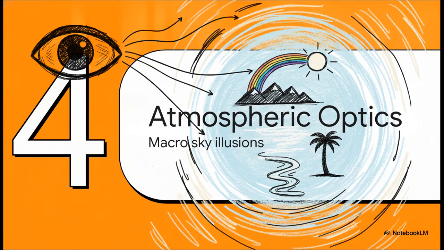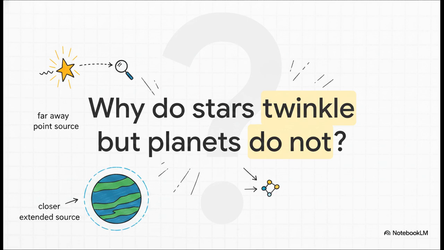Let's look up a little higher now with Section 4. Atmospheric optical phenomena, the macro illusions of the sky. Now, let's see how all this builds into macro phenomena, because the Earth's atmosphere is constantly playing optical tricks on our vision. Here is a classic, highly tested exam question for you. If stars twinkle, why don't planets twinkle? Seriously, take a second to think about that. Well, the answer lies in distance and size.